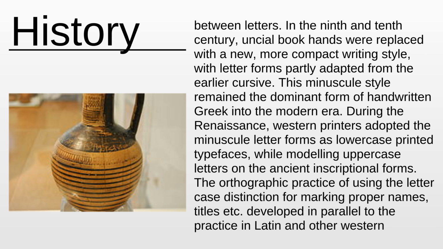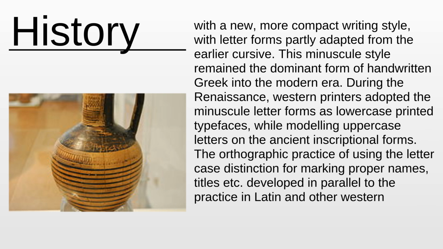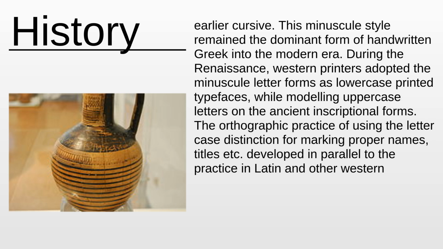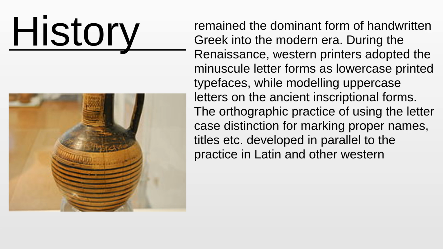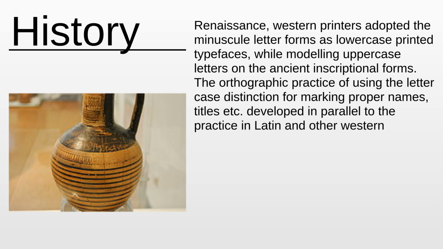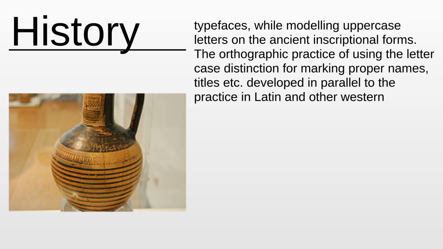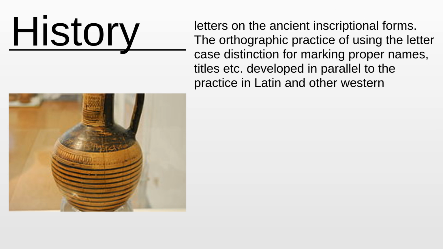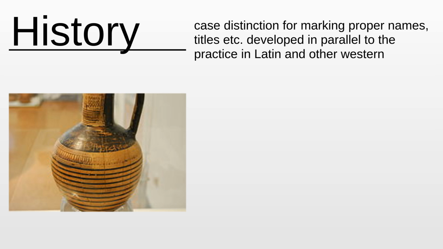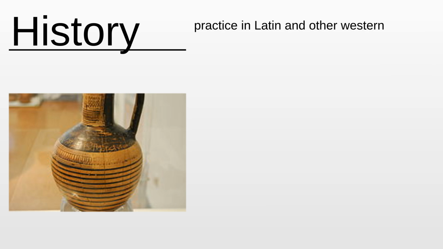In the 9th and 10th century, uncial bookhands were replaced with a new, more compact writing style, with letter forms partly adapted from the earlier cursive. This minuscule style remained the dominant form of handwritten Greek into the modern era. During the Renaissance, Western printers adopted the minuscule letter forms as lowercase printed typefaces, while modeling uppercase letters on the ancient inscriptional forms. The orthographic practice of using the letter case distinction for marking proper names, titles, etc., developed in parallel to the practice in Latin and other Western languages.